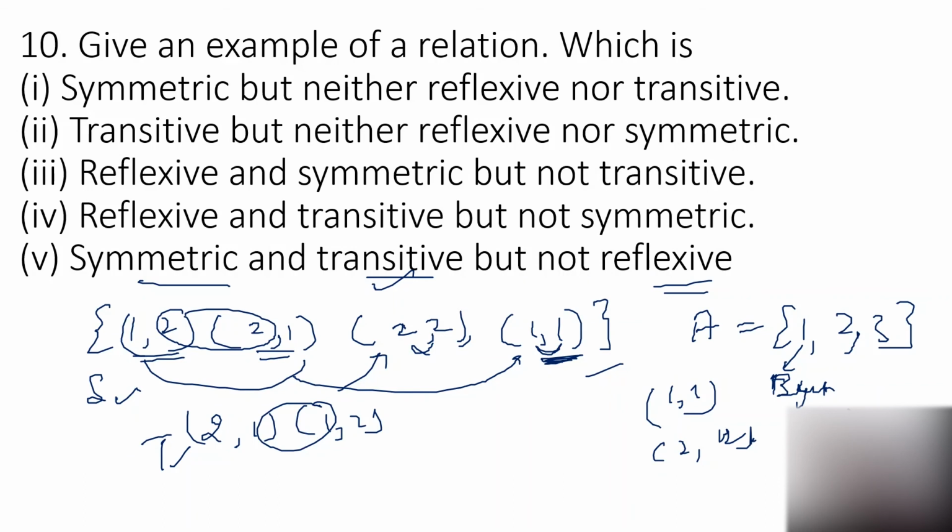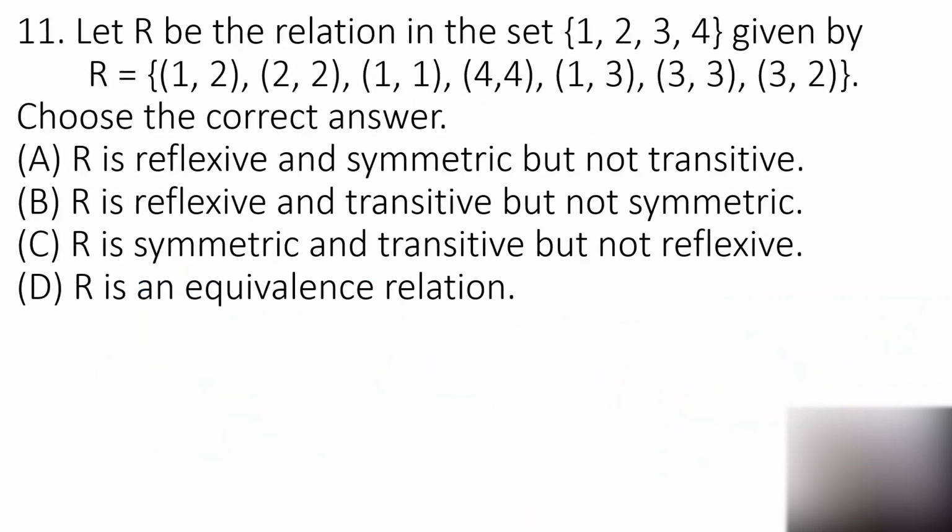Next is the 11th question. Let R be the relation in set {1, 2, 3, 4} given by (1,2), (2,2), (1,1), (4,4), (1,3), (3,3) and (3,2). We are supposed to check whether it is reflexive, symmetric but not transitive; reflexive, transitive, not symmetric; reflexive, symmetric, transitive, not reflexive; or an equivalence relation. Let's check one by one.